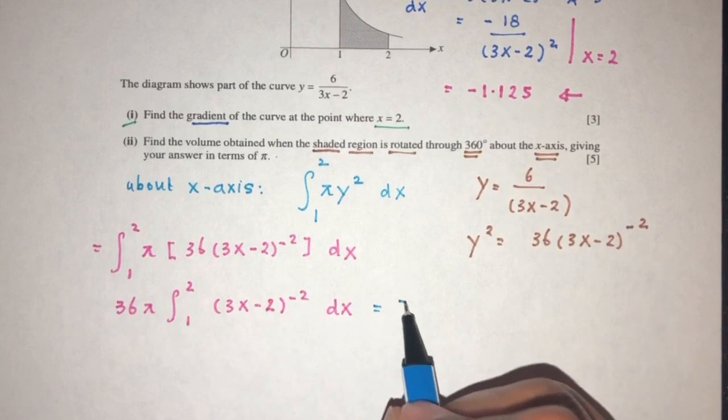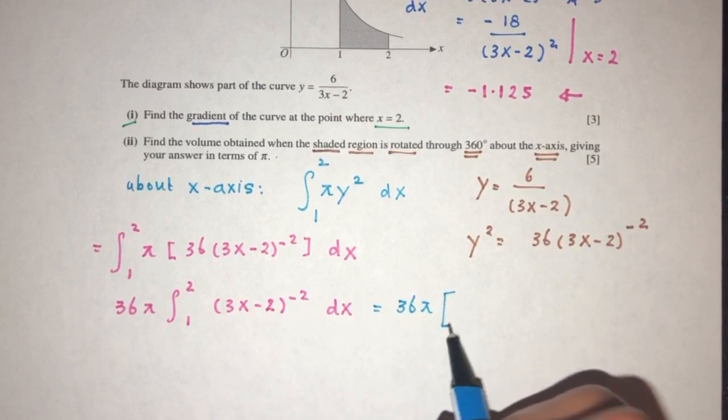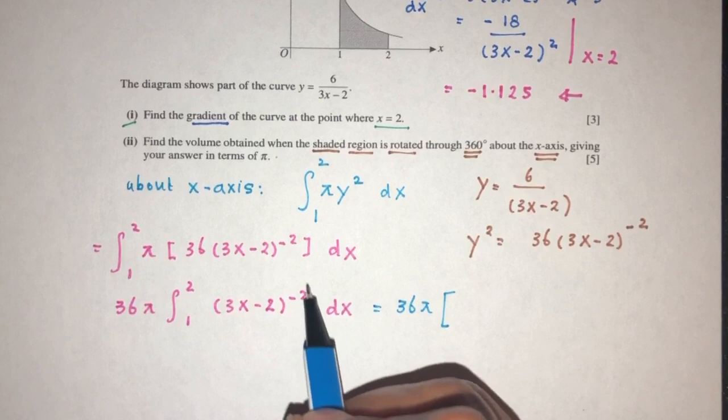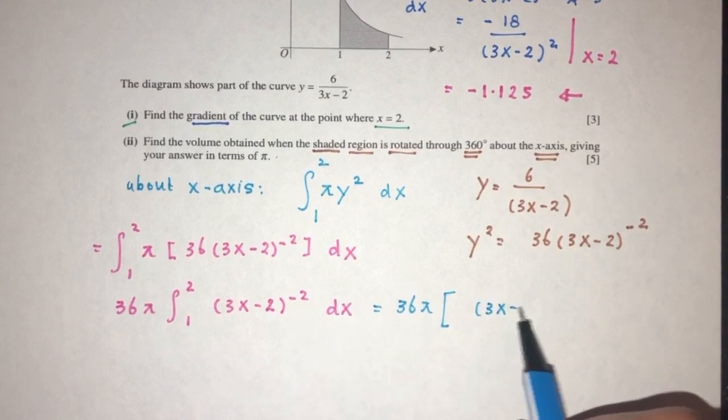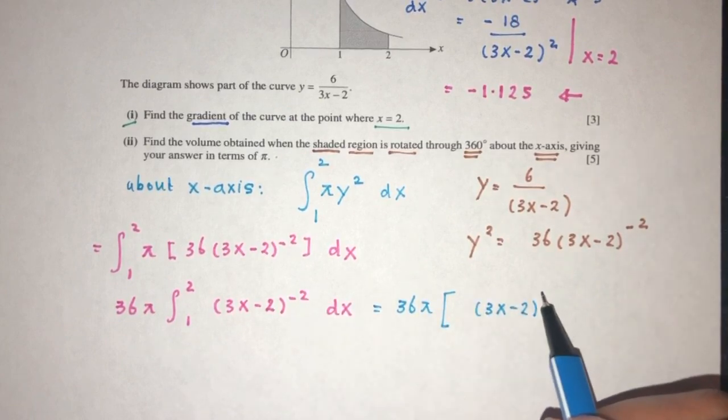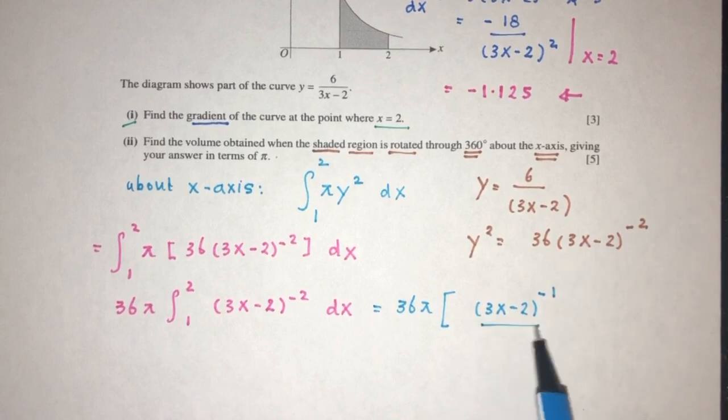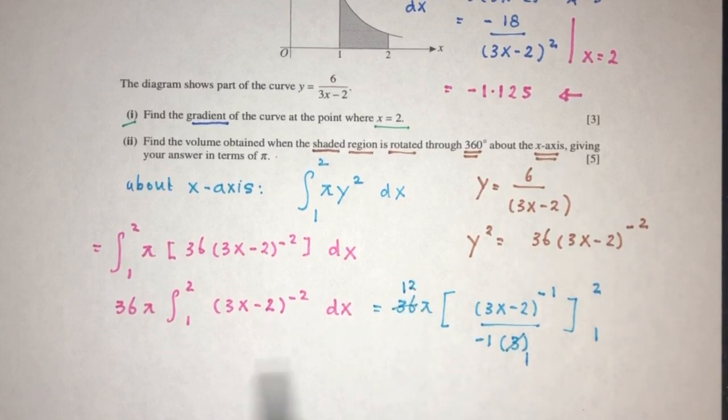So this will be just outside 36 pi. On the inside, well, first thing we have to increase the power by 1. That will be (3x minus 2) to the power minus 2 plus 1, that should be minus 1. Then divide by the same power, then divide by d by dx of the value inside, that should be 3, with limits 2 to 1. That will simplify, 36 divided by 3 is 12, so that should be 12 pi times minus 1 over (3x minus 2), limits 2 to 1.